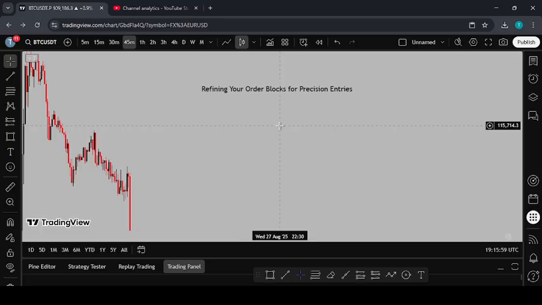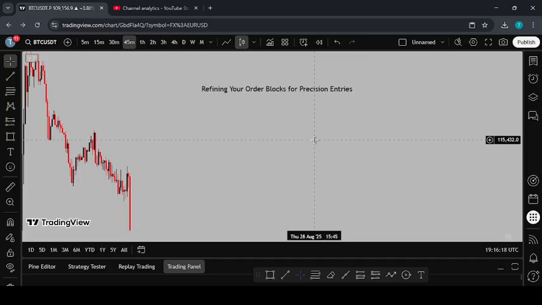So a quick one here. We're going to be discussing refining, how you can refine your order blocks for precision entries, right? This is basically for confirmation entries, like smaller time frames where you want to catch those setups, 15 minutes, 30 minutes, or 1 hour time frame, right?